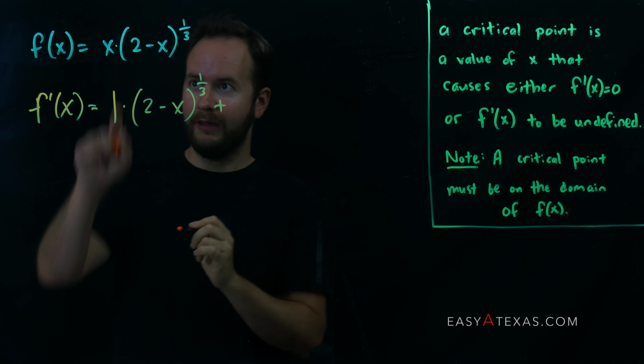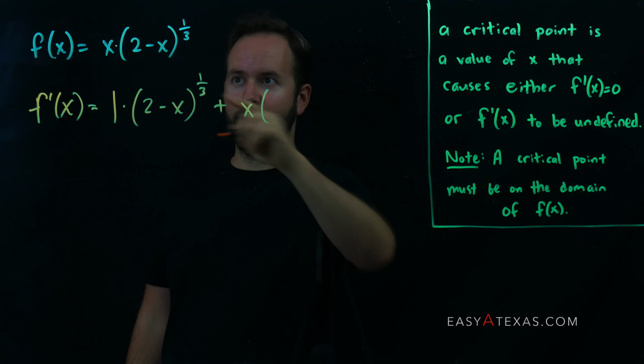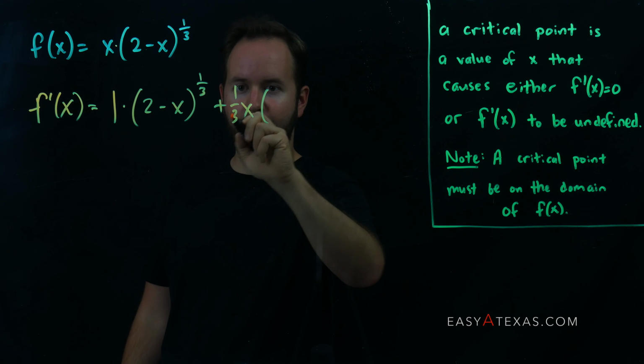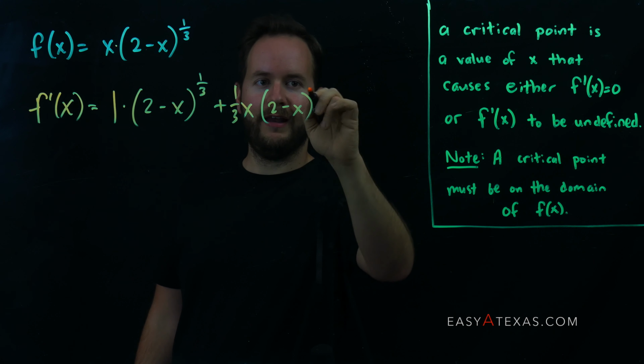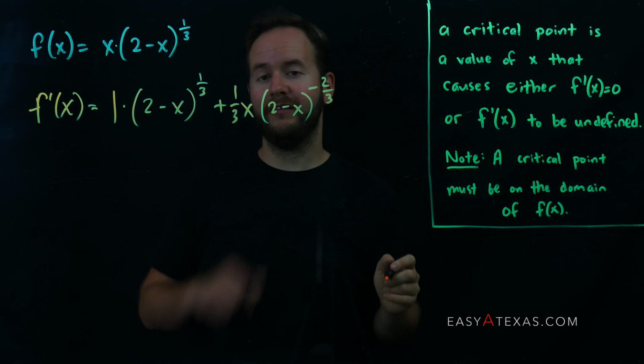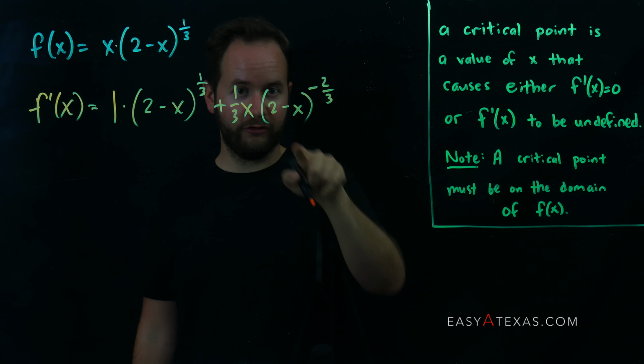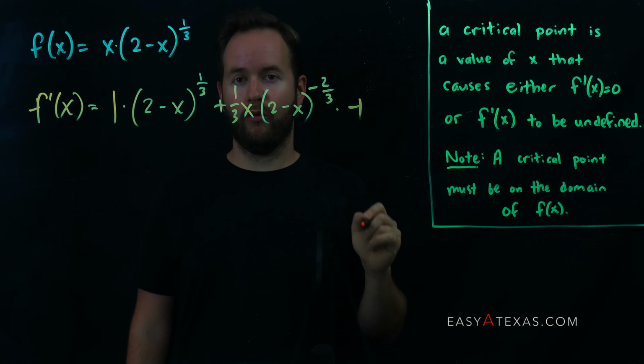alone. And then I'm going to say plus, now let's leave the x alone, and take the derivative of 2 minus x to the 1/3. That 1/3 will come down in front, 2 minus x now to the power of negative 2/3. And we must not forget the chain rule. The derivative of this inside function here is negative 1, so a negative 1 will pop out here.